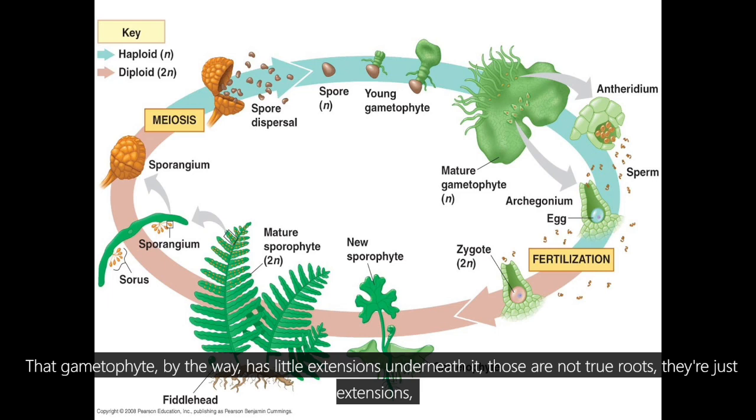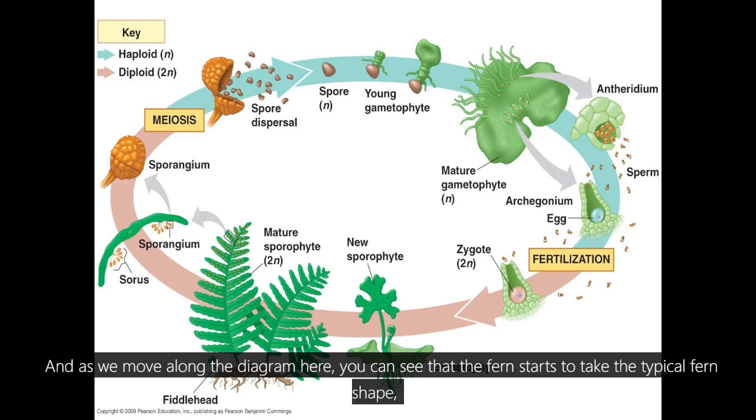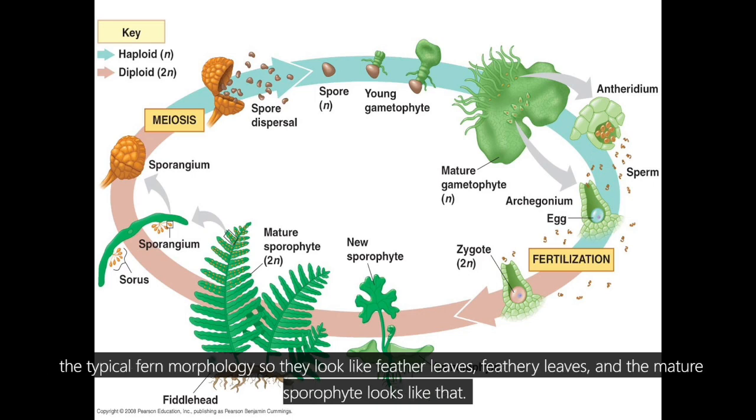That gametophyte, by the way, has little extensions underneath it. Those are not true roots. They're just extensions to help it stay anchored. The sporophyte keeps growing, and as we move along the diagram here, you can see that the fern starts to take the typical fern shape, the typical fern morphology.